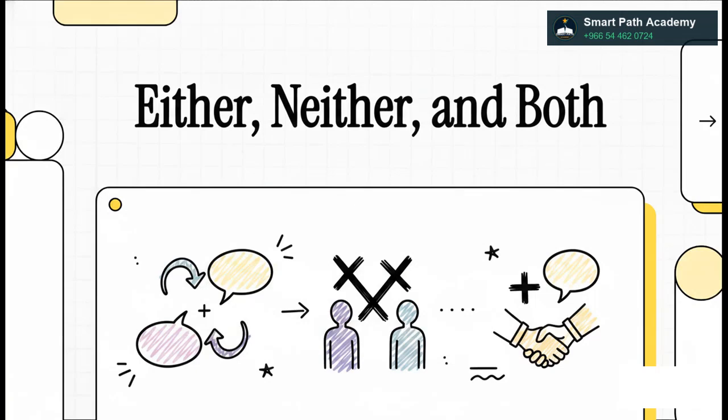Welcome to today's Explainer. We're going to be diving into 3 incredibly useful but honestly sometimes kind of tricky words in the English language: either, neither, and both. By the end of this video overview, you'll know exactly how and when to use them with absolutely perfect grammar.